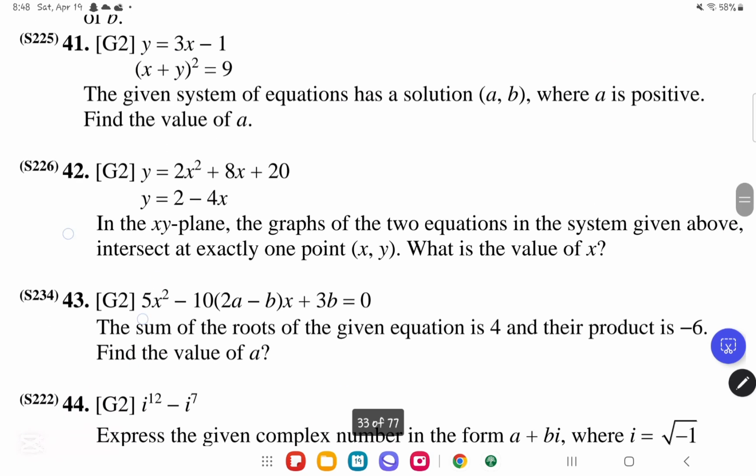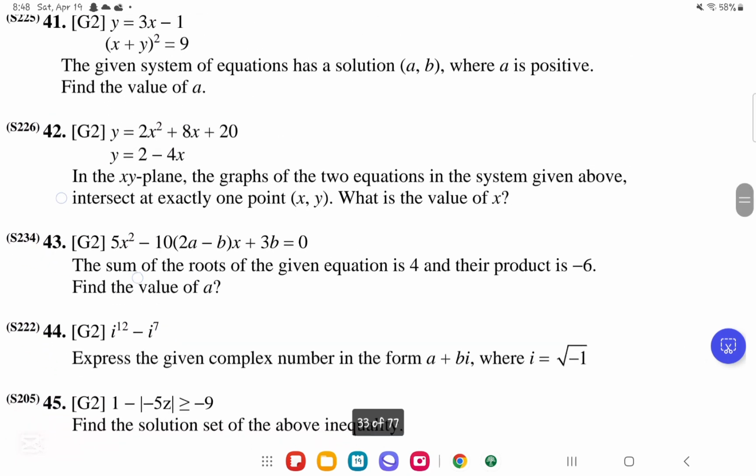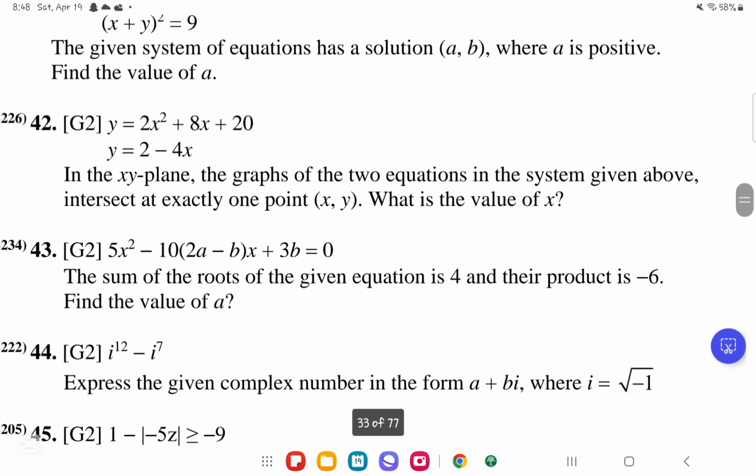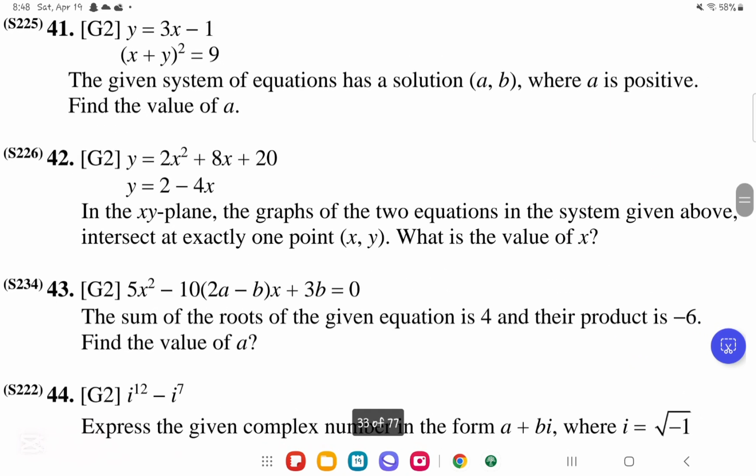In question number 42, they said, in the xy plane, the graphs of the two equations in the system given above intersect exactly at one point. What is the value of x in this point? Very simply, because they are intersecting, that means they will be equal to each other. That means 2x squared plus 8x plus 20 is going to be equal to 2 minus 4x.